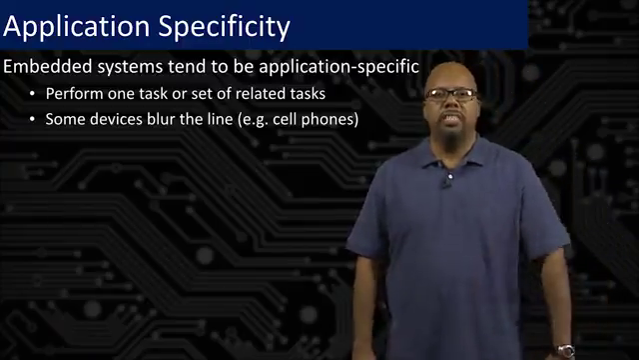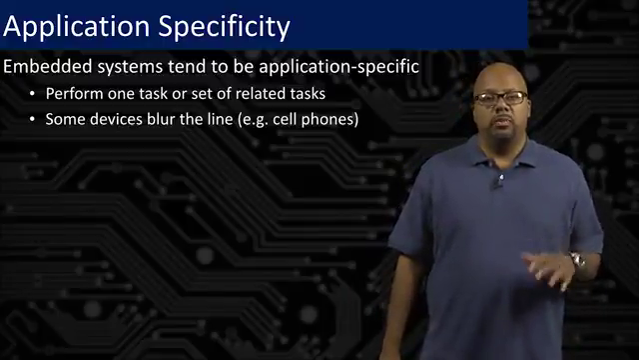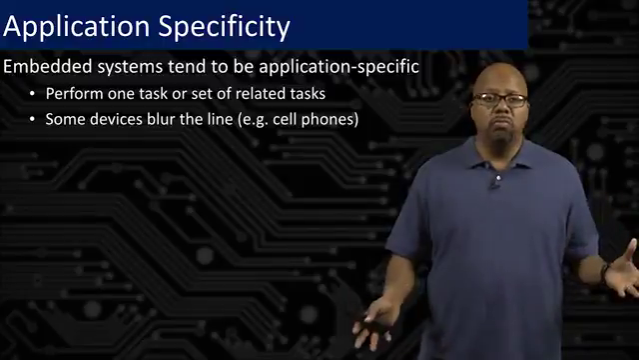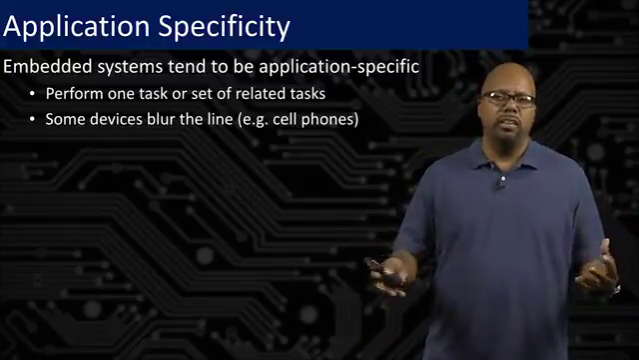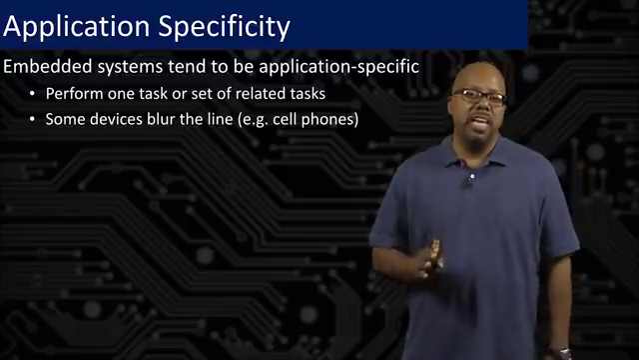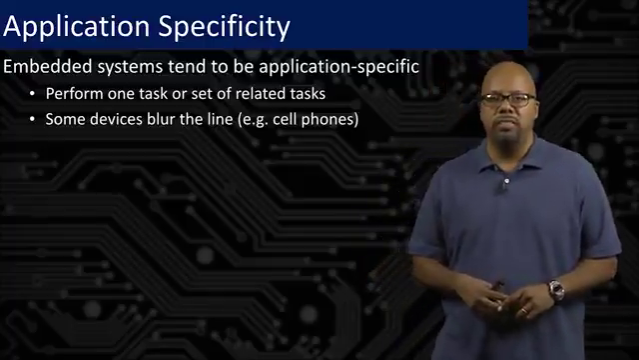Okay, so application specificity. Embedded devices are generally application specific. Unlike desktop and laptop computers, which can run any type of program or are pretty good at doing any type of program, embedded systems are made to do one thing or one related set of things. And we already talked about this with IoT devices.